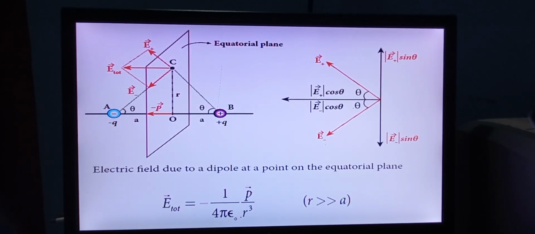Second question, electric field due to a dipole at a point on the equatorial plane. For this, you are going to draw the two diagrams and the formula: E total vector will be equal to minus 1 by 4 pi epsilon naught, p vector by r cube. In this case also, r is very much greater than a. If you draw this diagram with the formula and r very much greater than a, you will get 3 marks out of 5.